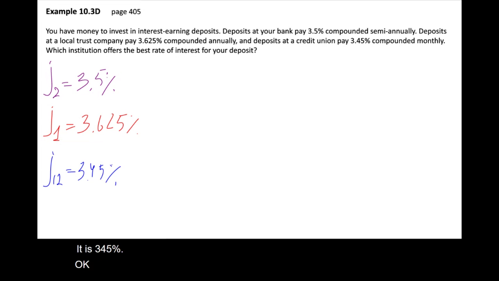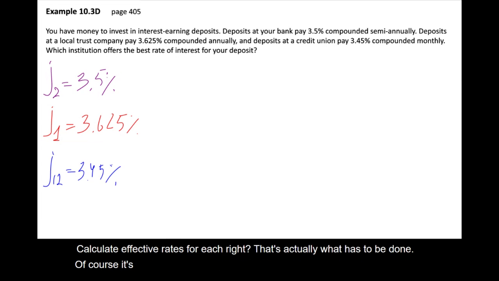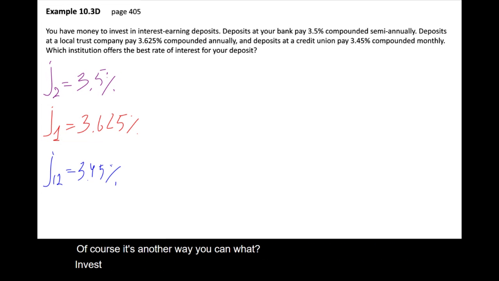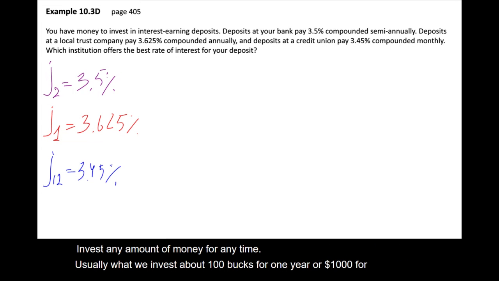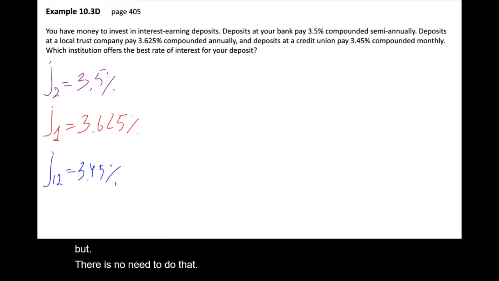Okay, guys, take 2 minutes. Calculate the effective rate for each, right? That's actually what has to be done. Of course, it's another way, you can invest any amount of money anytime. Usually we invest about $100 for 1 year, or $1,000 for 1 year, but there is no need to do that. The only thing we do is calculate the effective rate of interest. So please, 2 minutes, do it.